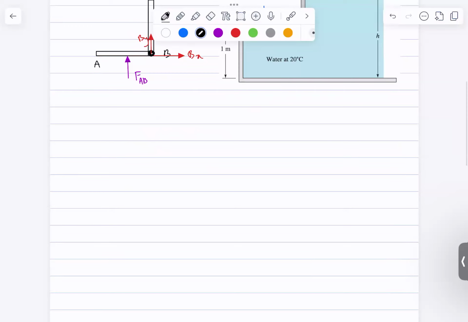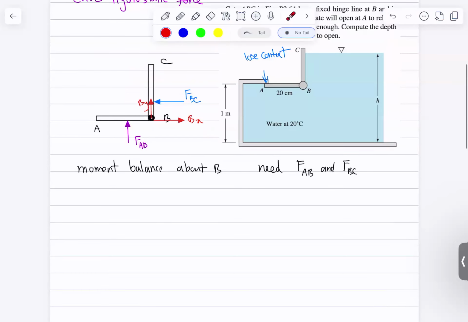So our strategy is going to be do a moment balance about B. And of course, to do this, we need FAB and FBC. Right? We not only need the magnitude, but we need their location, because I need to know where this force is located in order to find a moment about B.